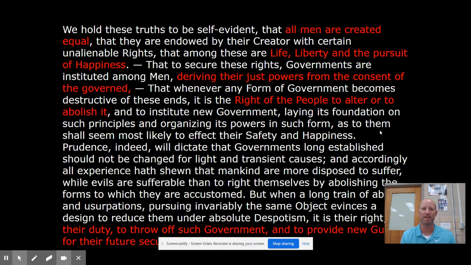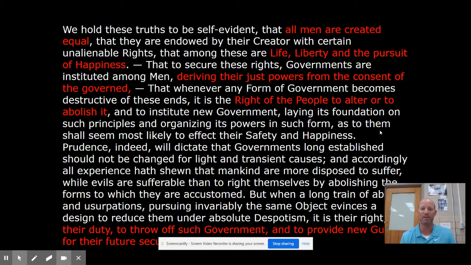That to secure these rights, governments are instituted among men, deriving their just powers from the consent of the governed. So they are getting their power from the people, popular sovereignty. This is where this term comes into play. That whenever any form of government becomes destructive to these ends, it is the right of the people to alter or to abolish it. So basically, hey, if you're infringing upon our rights, it is our job to get rid of you and to establish a new one.